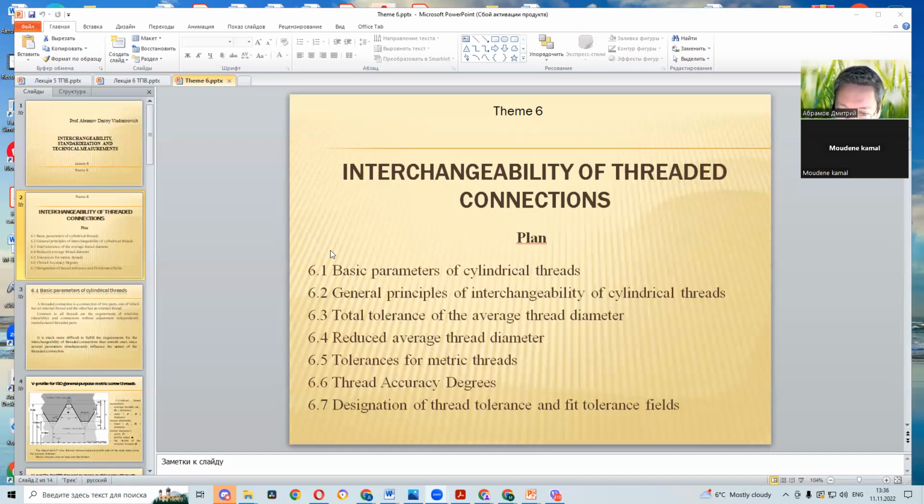6.6 thread accuracy degrees. And 6.7 designation of thread tolerance and fit tolerance fields. Please write down these 7 items of the plan. Please tell me when you finish this slide. Yes, okay, teacher. Okay, next slide.